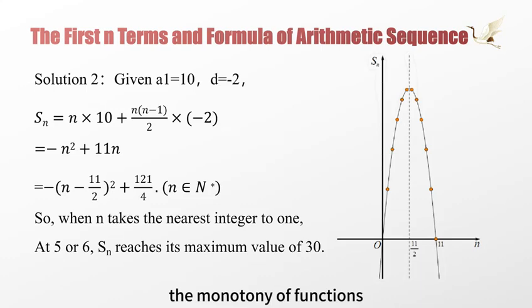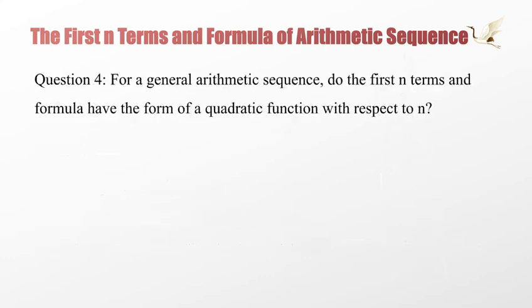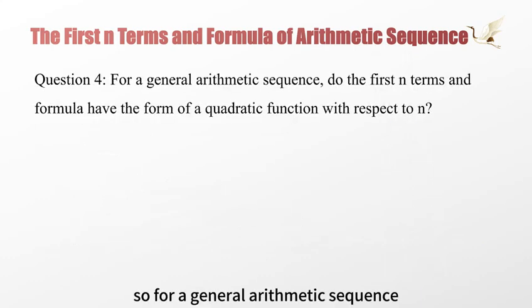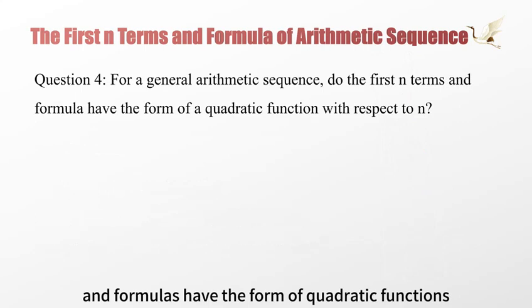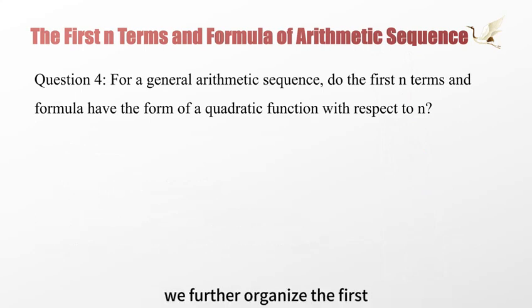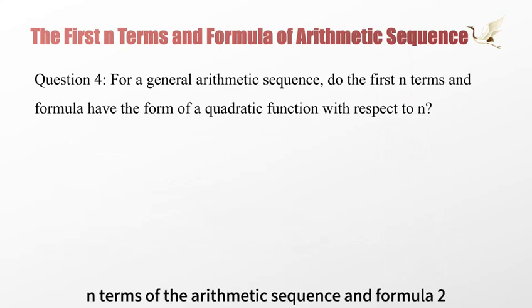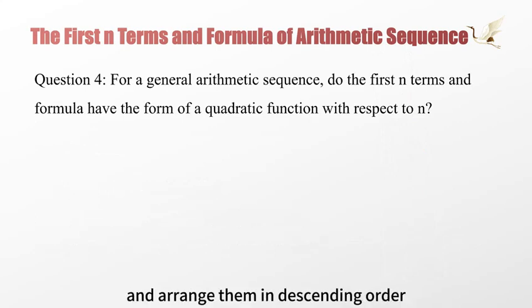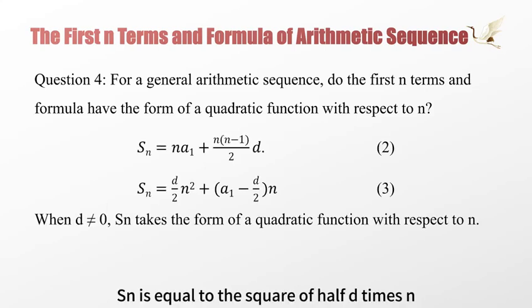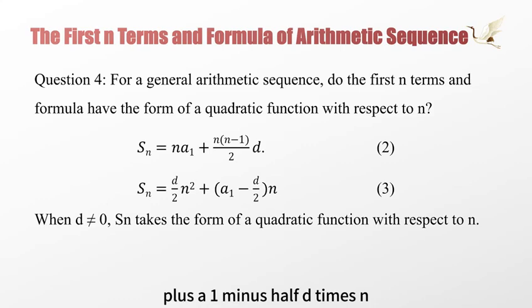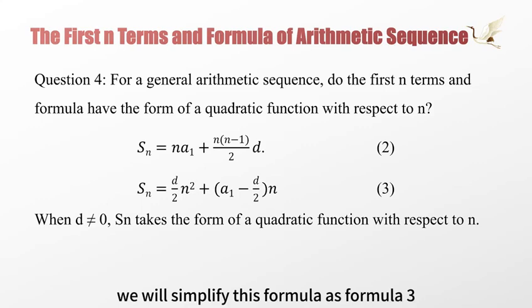The monotonicity of functions is a commonly used method for studying maximum or minimum values. In this question, Sn has the form of a quadratic function with respect to n. So for a general arithmetic sequence, does the sum of the first n terms have the form of a quadratic function with respect to n? We further organize the sum formula of the first n terms of the arithmetic sequence, Formula 2, and arrange it in descending order according to n. Sn is equal to half d times n squared plus a1 minus half d times n. For ease of expression, we will call this Formula 3.